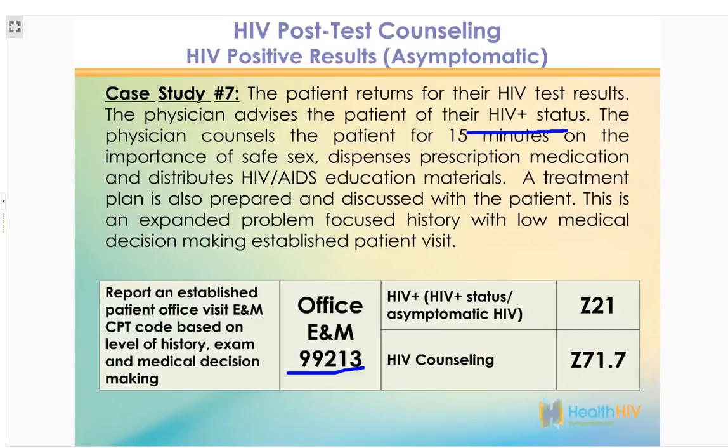The physician counsels the patient for 15 minutes, and now he's going to give prescription meds. The physician also distributes the education materials, but now there's a treatment plan written in the chart. So there's a treatment plan and coordination of care involved with this encounter. This is an expanded problem-focused history with low medical decision-making, and the final E&M for this encounter is 99213. The patient's HIV positive, so the principal diagnosis is Z21, and the physician counseled the patient, Z71.7.